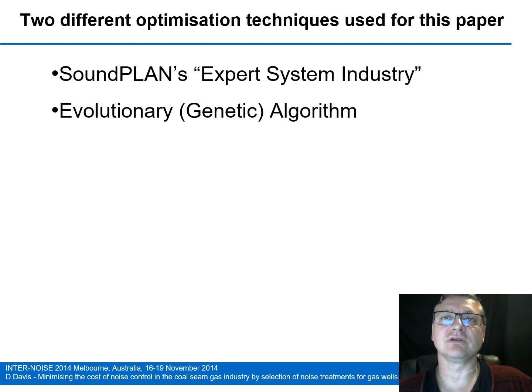I've used two different types of optimization techniques in order to choose the best combination of noise mitigation treatments for the wells. One of the methods that I used was an inbuilt optimization module in the software called SoundPlan, and that module was called Expert System Industry. The other method I've used was a modification of the genetic algorithm method called the evolutionary algorithm.